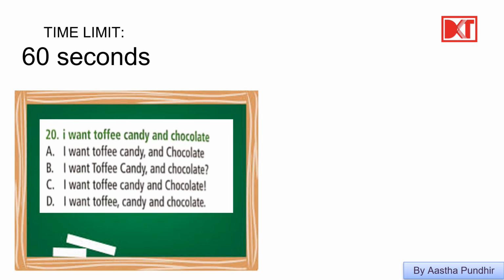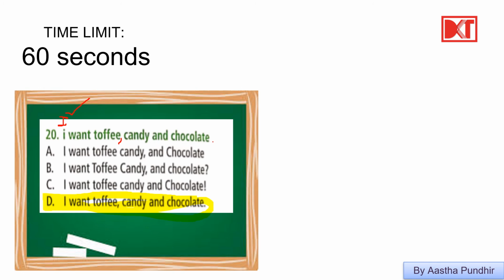I want toffee, candy and chocolate. So here the first letter is I. Also it is the pronoun I, which is always capital. Then toffee, candy and chocolate. So toffee, then we'll have a comma because we are separating the different parts. Toffee, candy and chocolate. And this shall end with a full stop, period. Alright. So which is the correct answer here? It's D. Toffee, candy and chocolate.